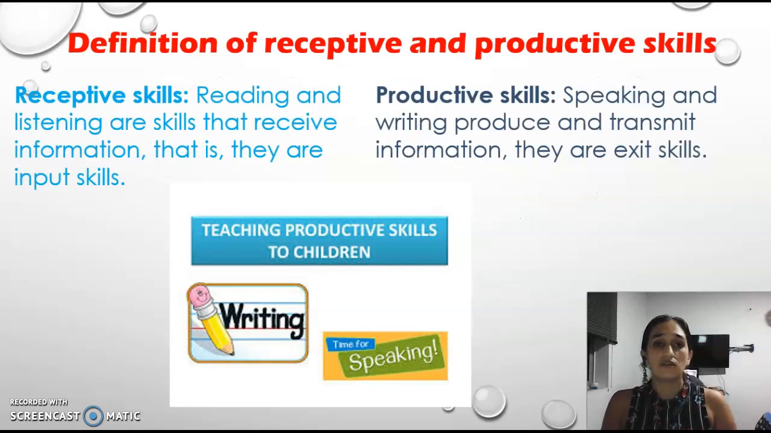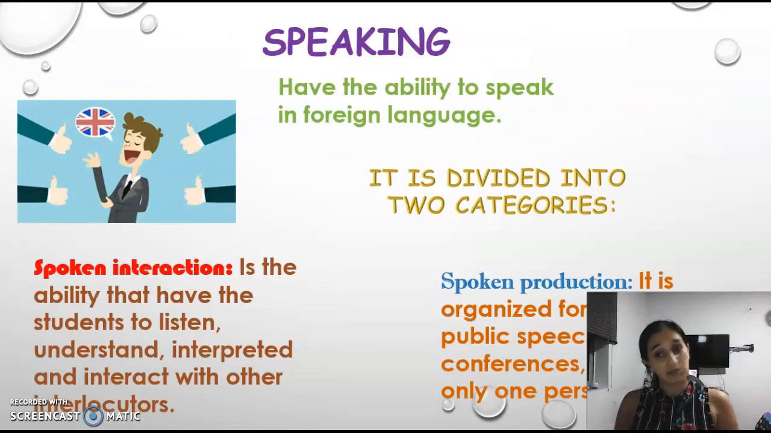Definition of receptive and productive skills. Receptive skills: reading and listening are skills that receive information. That is, they are input skills. Productive skills: speaking and writing produce and transmit information. They are output skills.